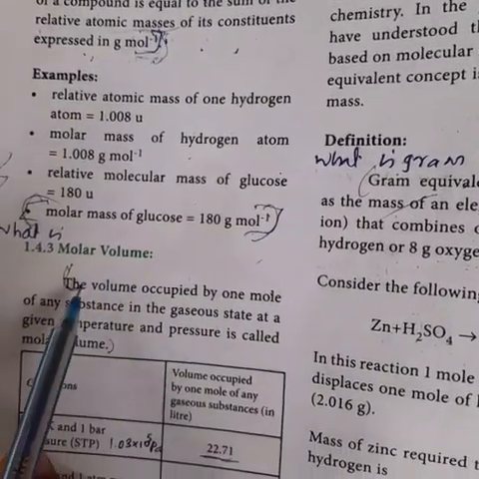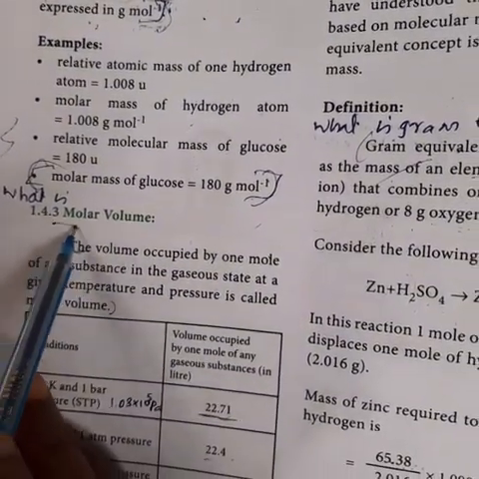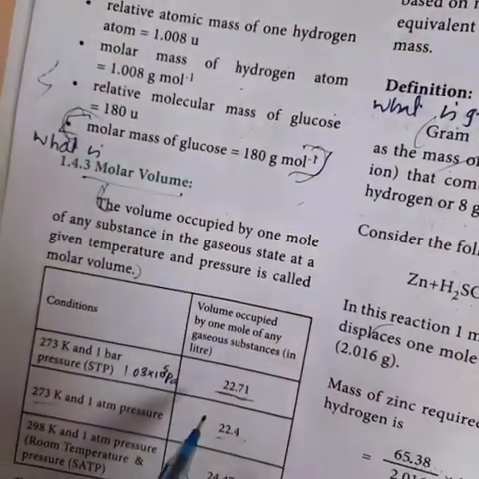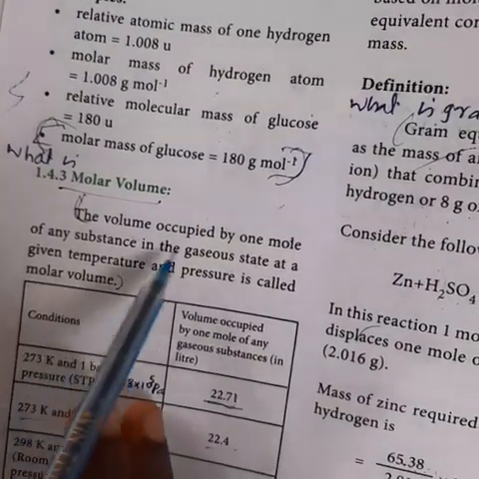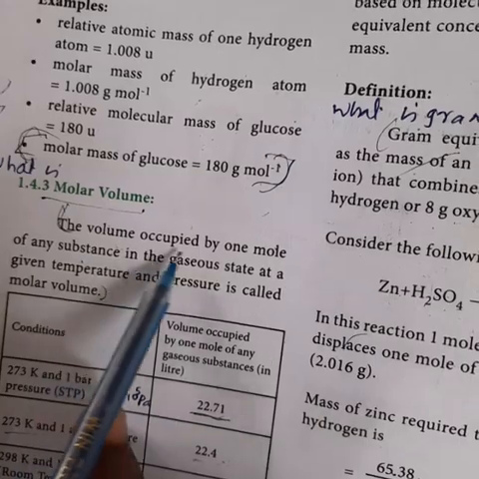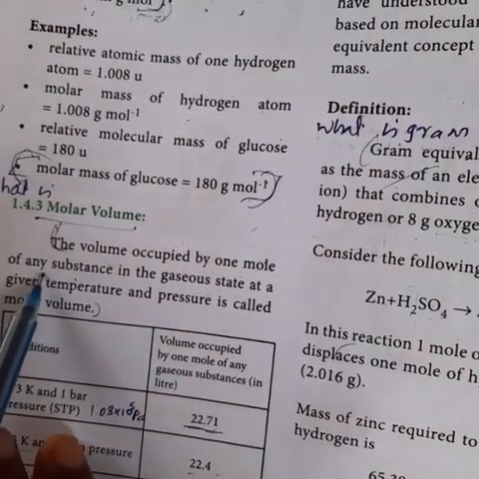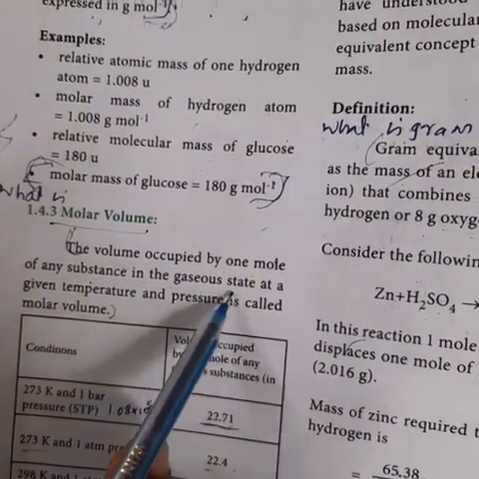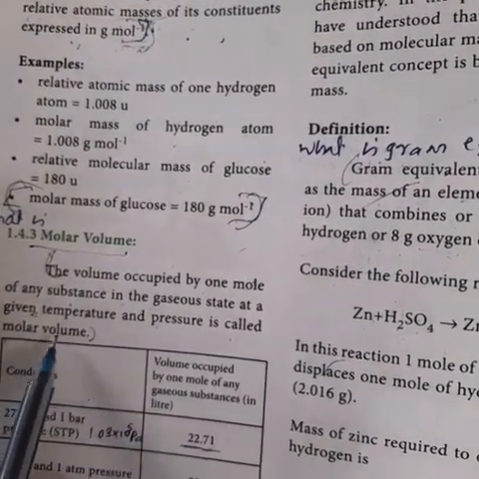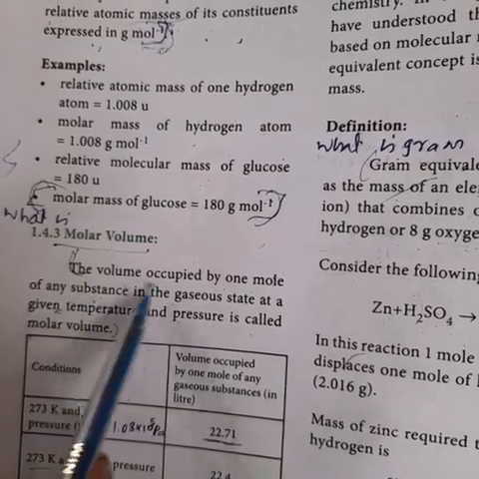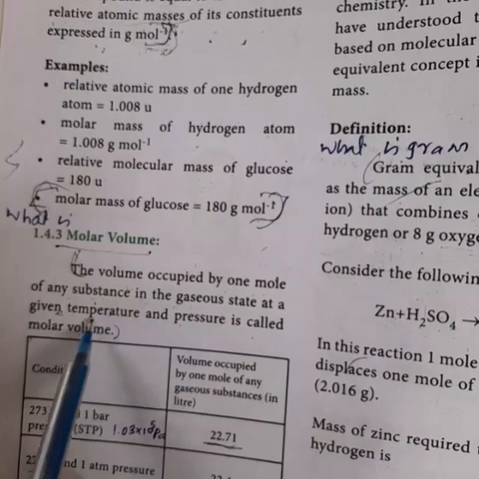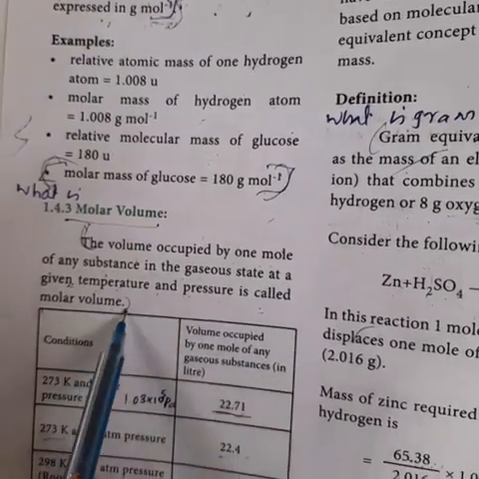And then the second question: what do you mean by molar volume? The molar volume means the volume occupied by 1 mole of any substance. The volume occupied by 1 mole of any substance in the gaseous state at a given temperature and pressure is called molar volume.